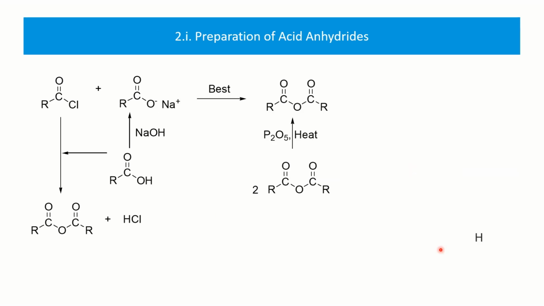The most efficient way, as we saw from the mechanism, is the reaction of the carboxylate with the acid chloride to give us the anhydride. What's wrong here? Could someone tell me?